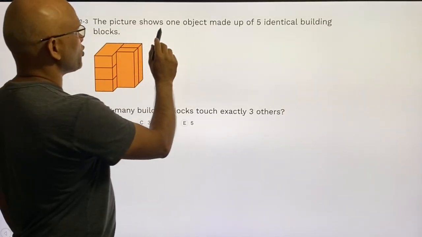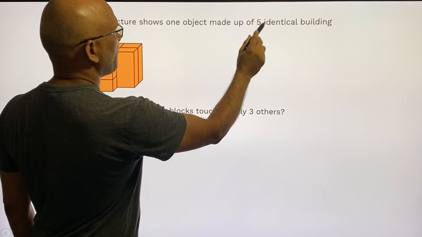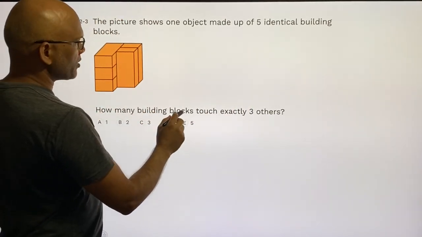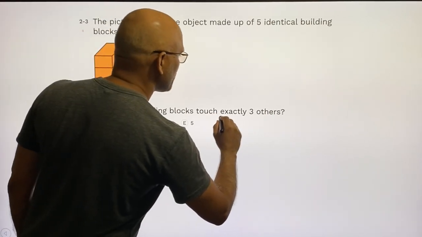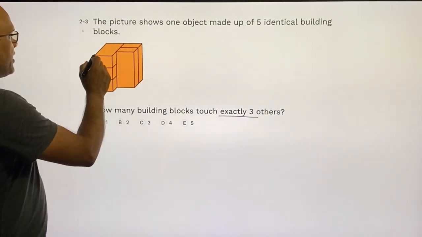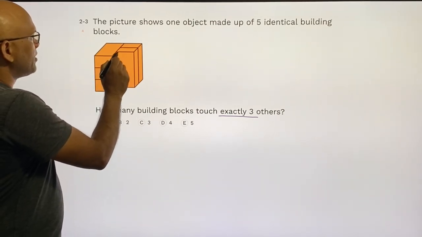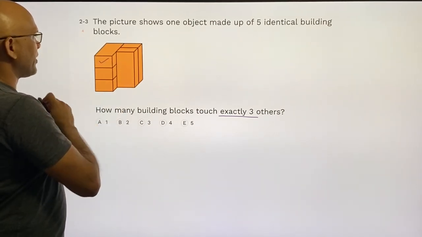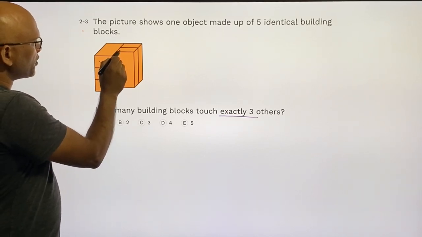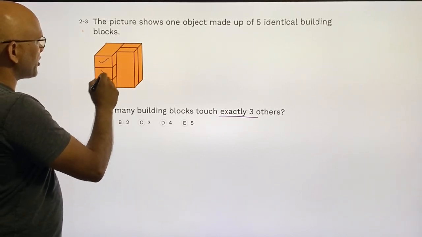The picture shows one object made up of 5 identical building blocks. How many building blocks touch exactly 3 others? All right, so we can check each block. This block is touching 1, 2 and 3. All right, so this block is touching 1, 2. It's also touching this and this, 4. So this is not it.